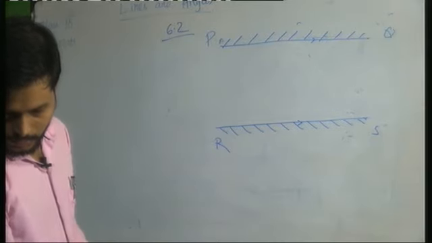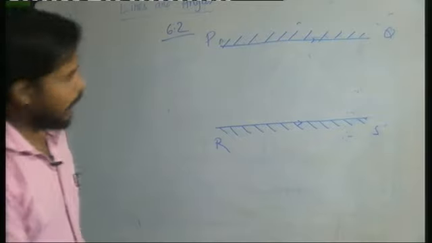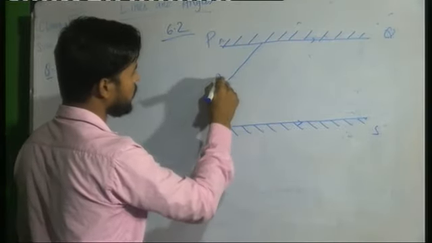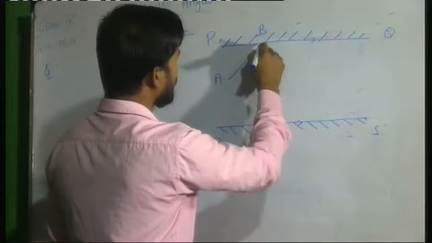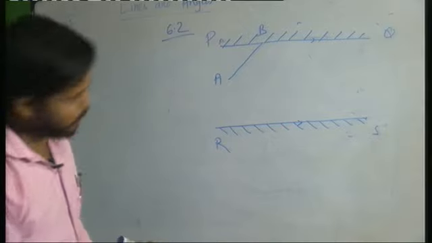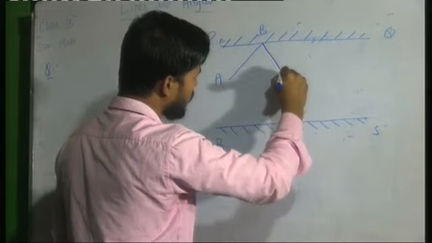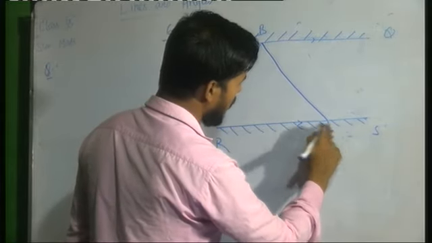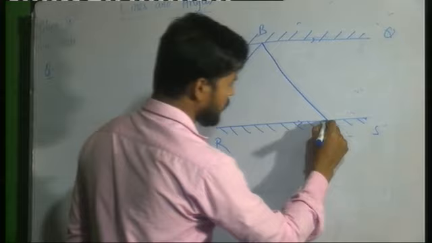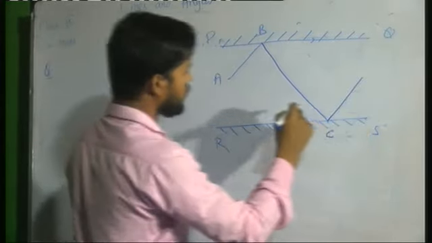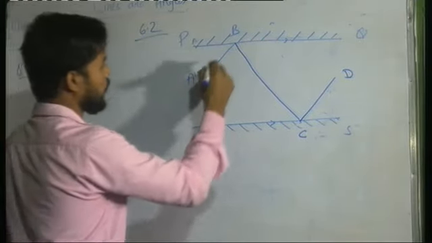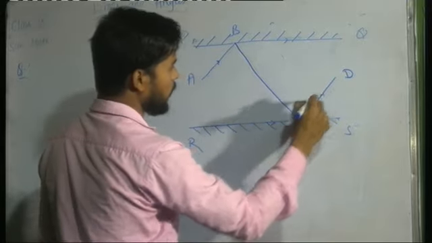An incident ray AB strikes the mirror PQ at the point B. The reflected ray moves along the path BC and strikes the second mirror at the point C, and reflects back along CD. Prove that the line AB and the line CD are parallel. We have to prove that these two lines are parallel.